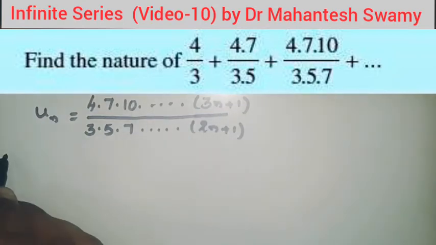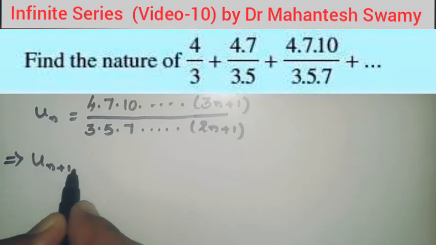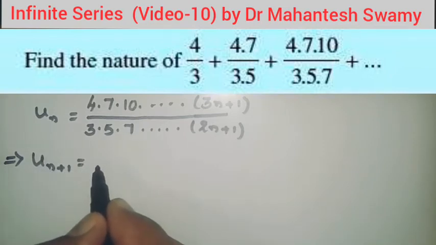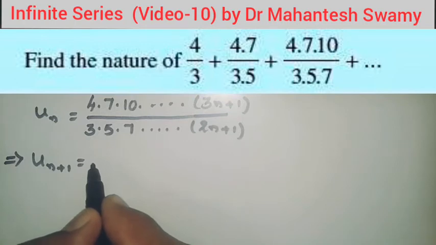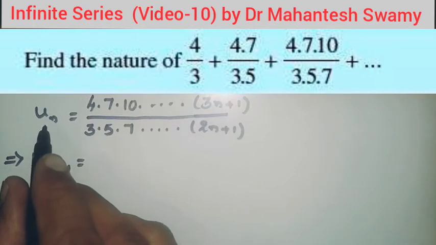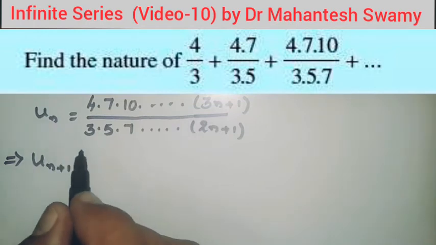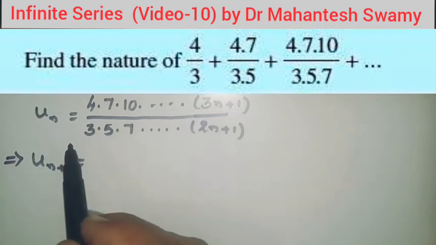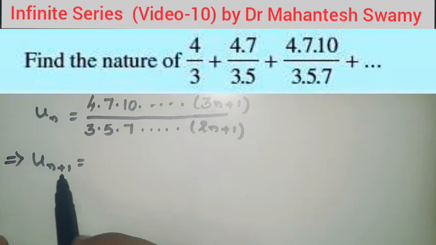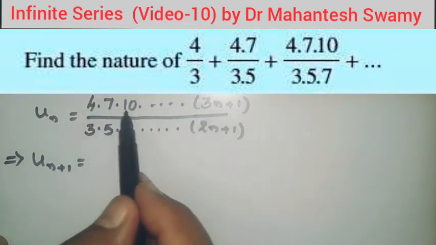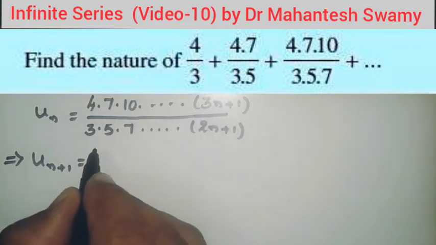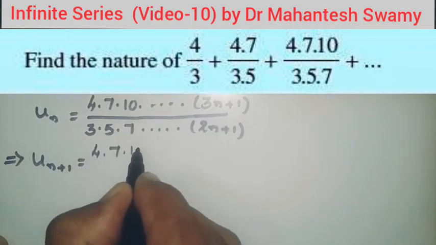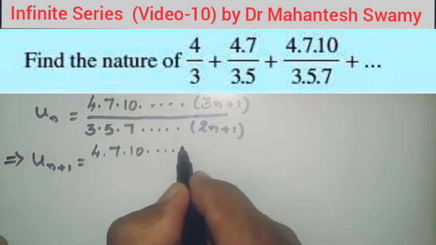By looking at this, now our duty is to write what is un plus 1. Usually we write un plus 1 simply by replacing n by n plus 1 in the nth term, that is un. But we are observing here that in each term the factors of the previous term are appearing. Therefore, in the un plus 1th term also, the factors of un should appear. Therefore, we should keep all the terms which are present in un as they are.